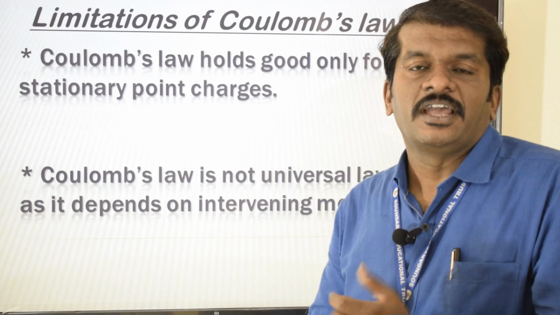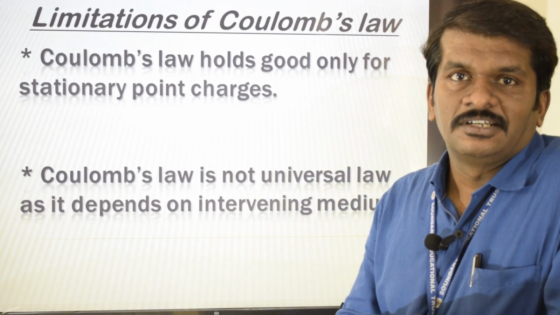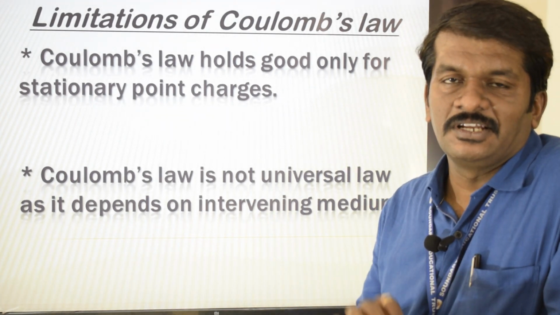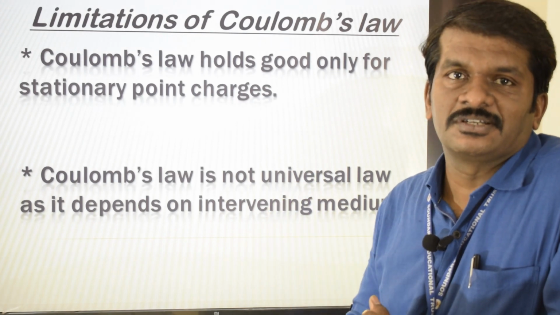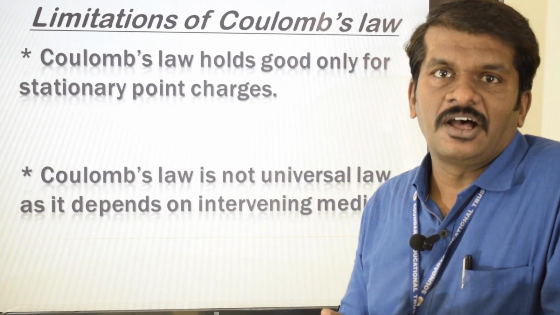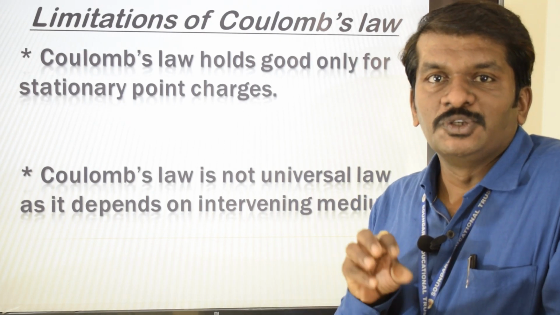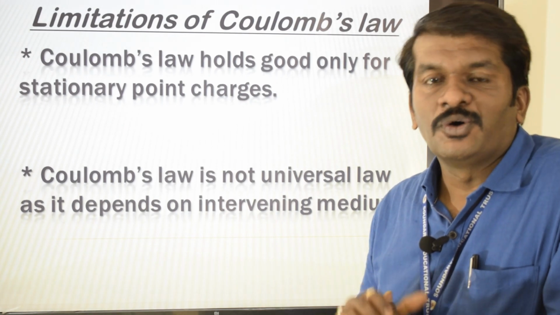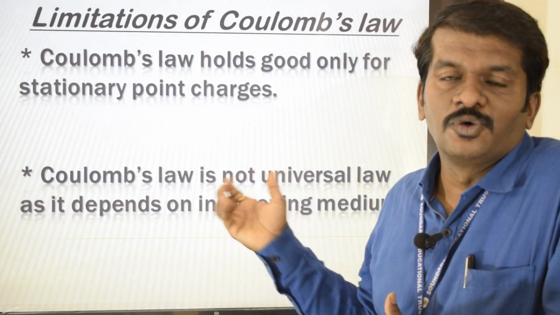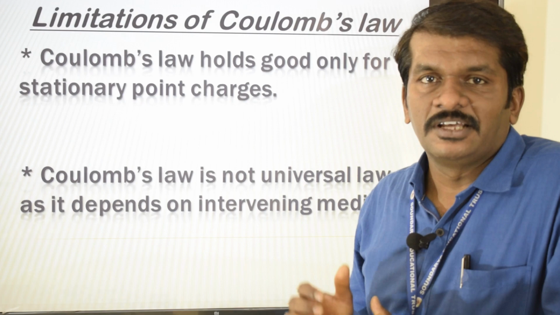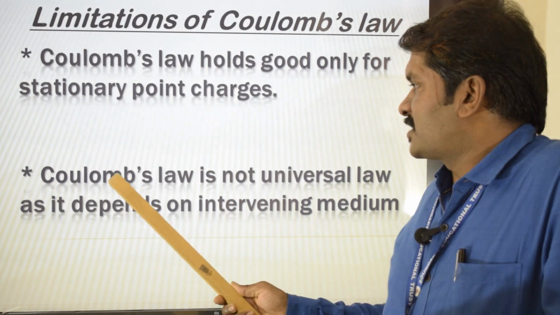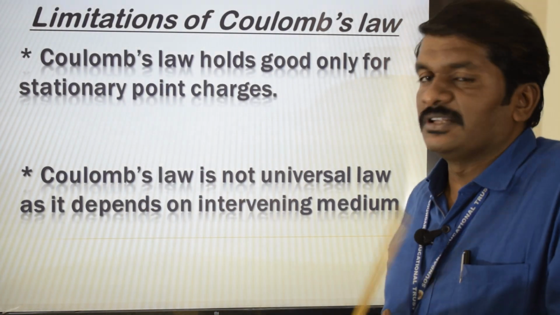As we know, in physics we have 3 inverse square laws: Newton's law of gravitation, Coulomb's law, and Biot-Savart's law. In all these 3 cases, the equations are called inverse square laws. Among them, Newton's law of gravitation is also called the universal law of gravitation because it holds good in any circumstances. Whereas in the other 2 cases, Coulomb's law and Biot-Savart's law, the force between the particles always depends on the intervening medium. Hence, Coulomb's law is not a universal law as it depends on the intervening medium.